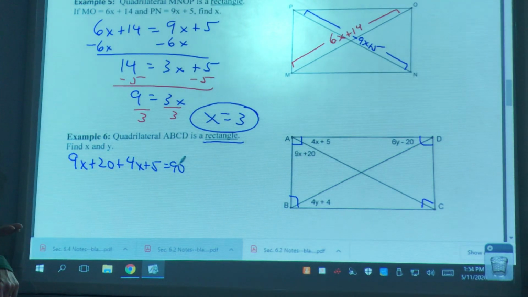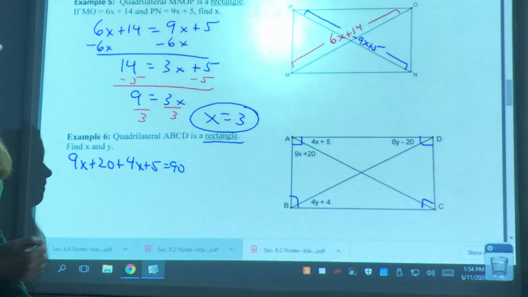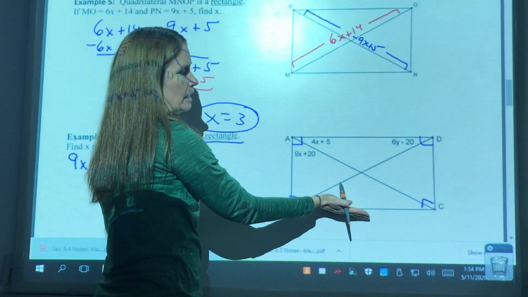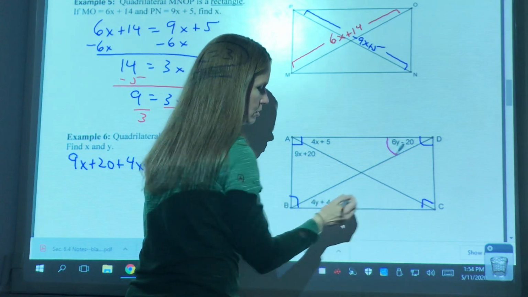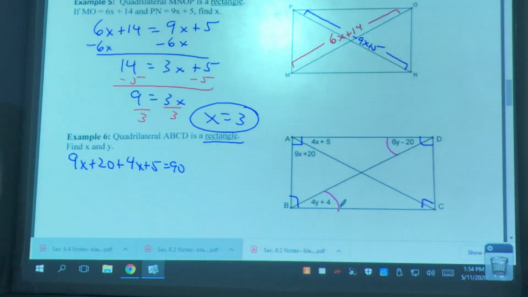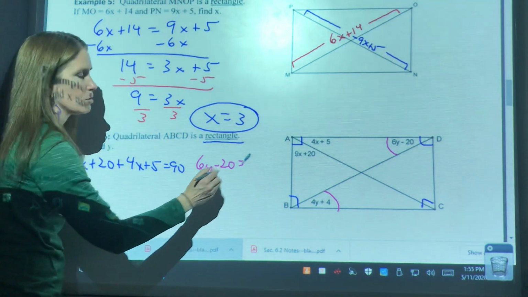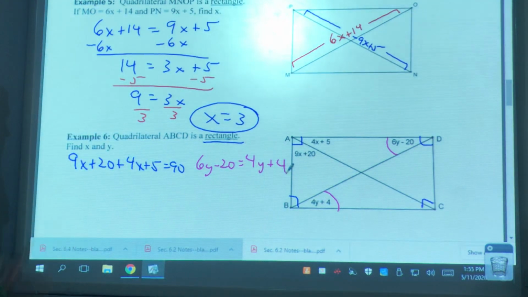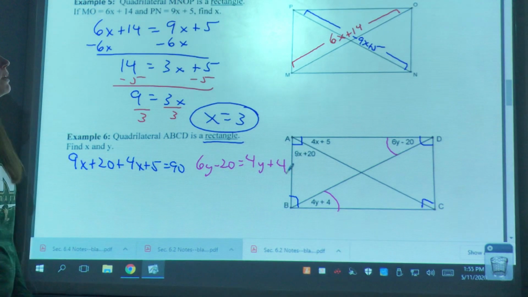And then I need to think about what other true equation I can write. And in this case, I can see that, well, if it's a rectangle, I know that these sides are parallel. And I know this is my transversal, so I therefore know that these 2 angles must be alternate interior angles that are congruent, so I can set those 2 equal to each other. So 6y minus 20 is equal to 4y plus 4. Okay, so if you want to pause this and go ahead and solve this out yourself, and then check your answers with mine, that would be good practice for you.